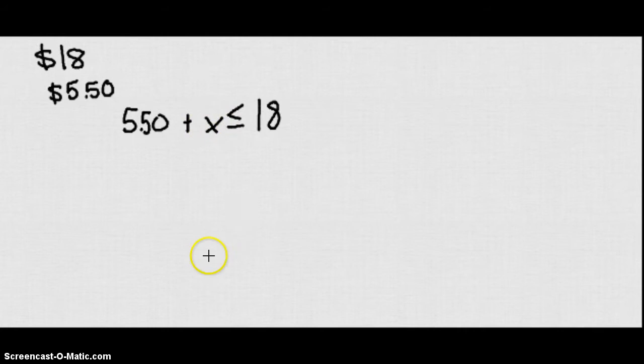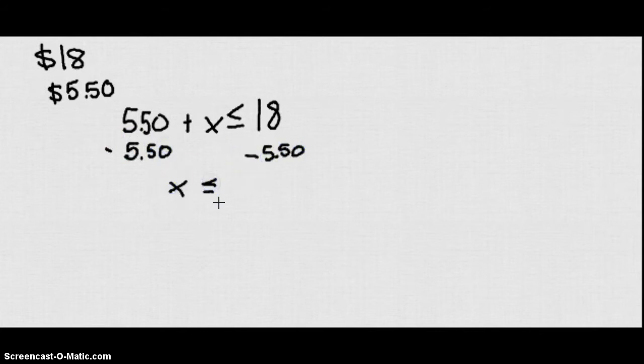Well, we know at most he can spend $18. So what he spends has to be less than or equal to $18. We already have to take out for the go-kart, so it's going to be $5.50 for that, plus the remaining amount he has left to spend on games. So let's just solve this. Subtract 5.50 from each side.